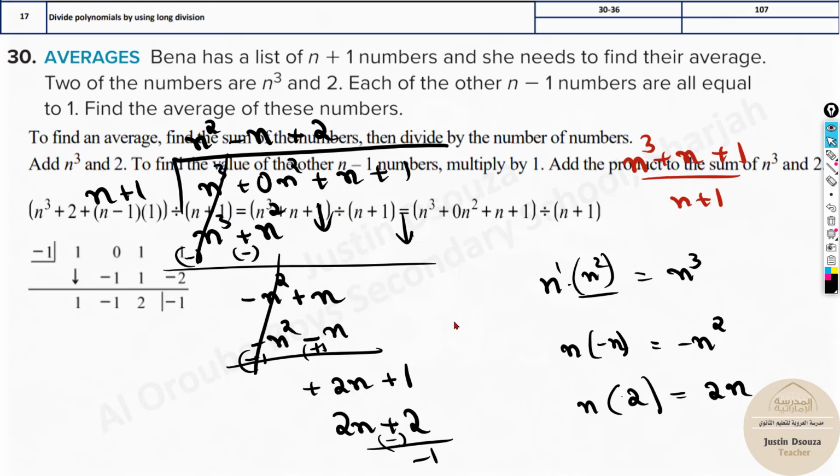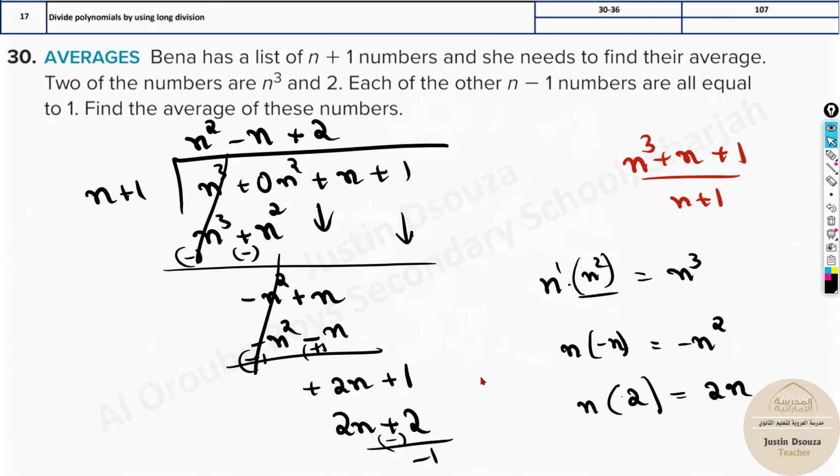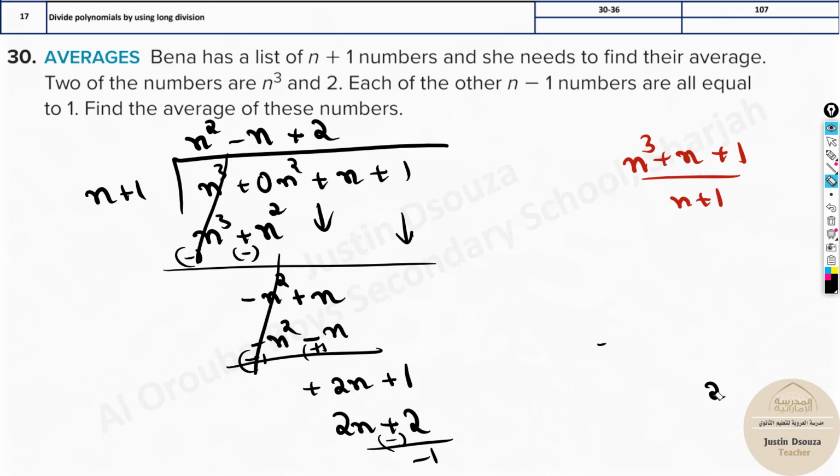Now whichever method you do, the ultimate answer will be the same: n square minus n plus 2, and this minus 1 remainder, always remember. I will write this out. I'll just erase this part here, and I will write the remainder. It's very important to write the remainder like that only.